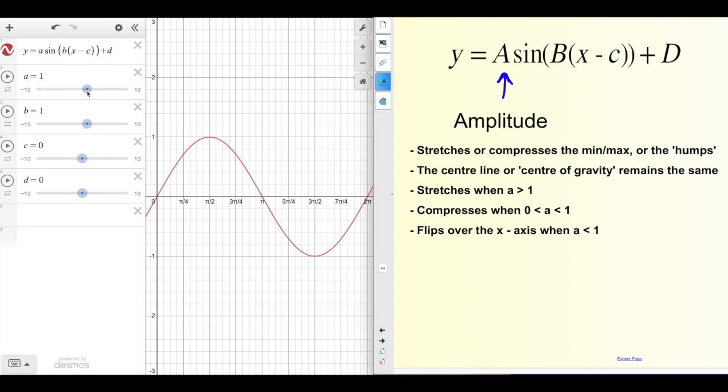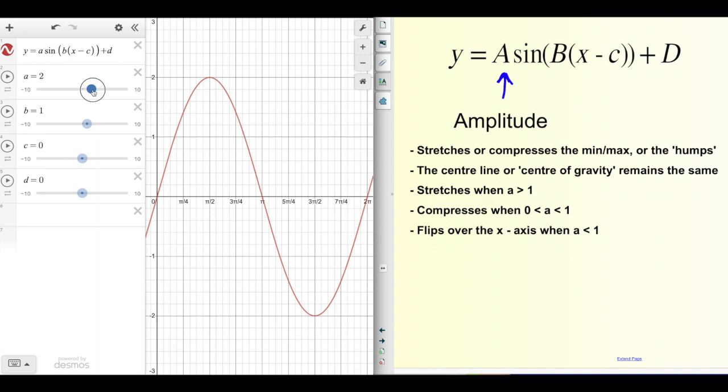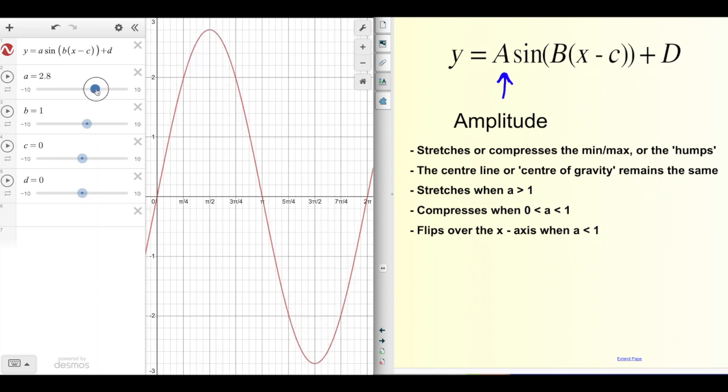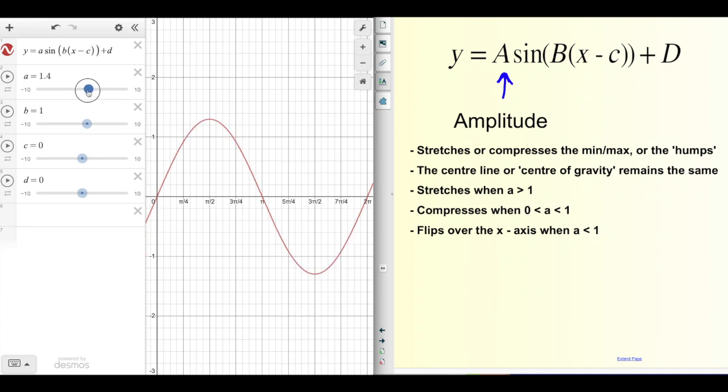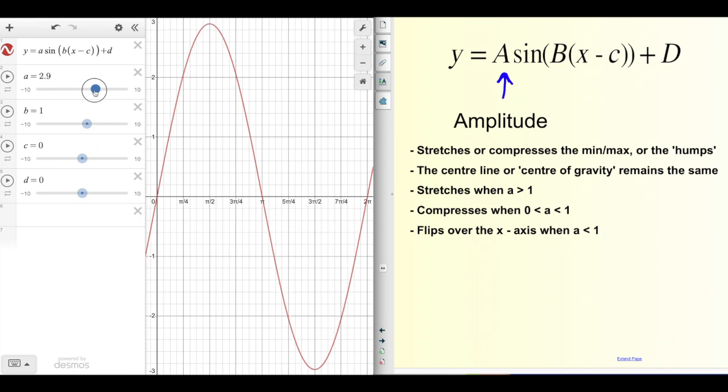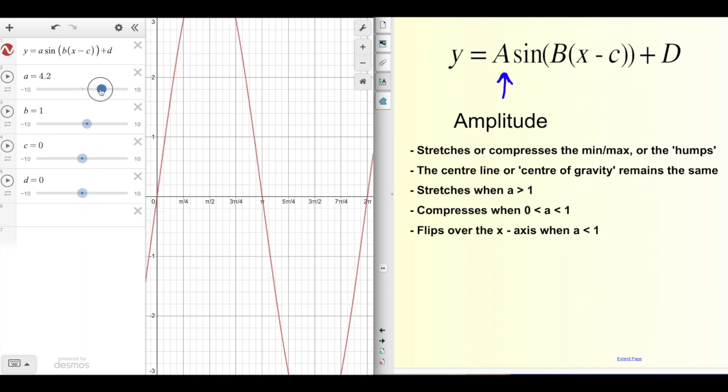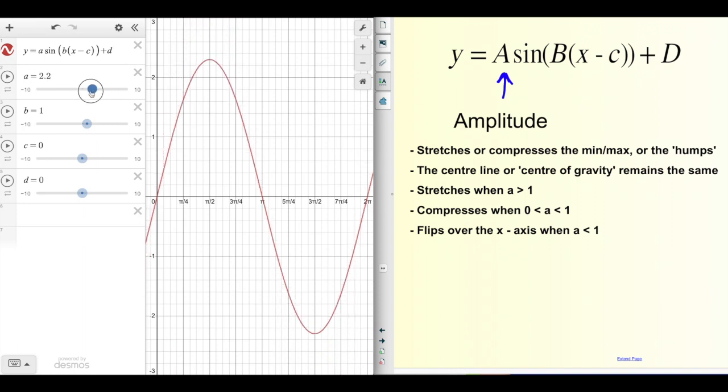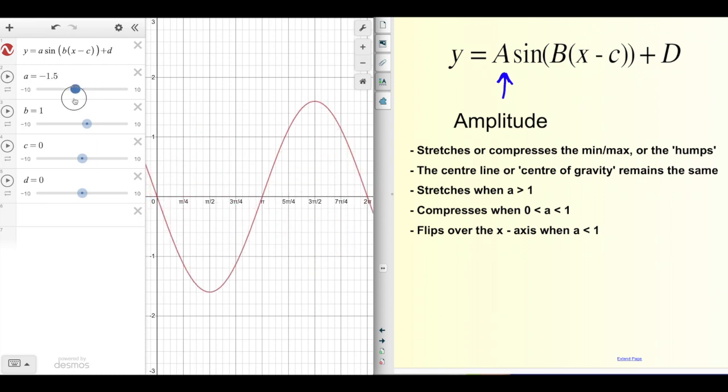And notice that when I increase A, the center of gravity, that line in the middle, is not changing. All that's changing is our minimum and maximum going up and down. So when our A is bigger than 1 and keeps increasing, you see our minimum and maximum just keep stretching up and down. But when it's a fraction between 0 and 1, that's when it compresses. So compression here, and then stretching bigger than 1. And if A is negative, it will flip over the x-axis like that.